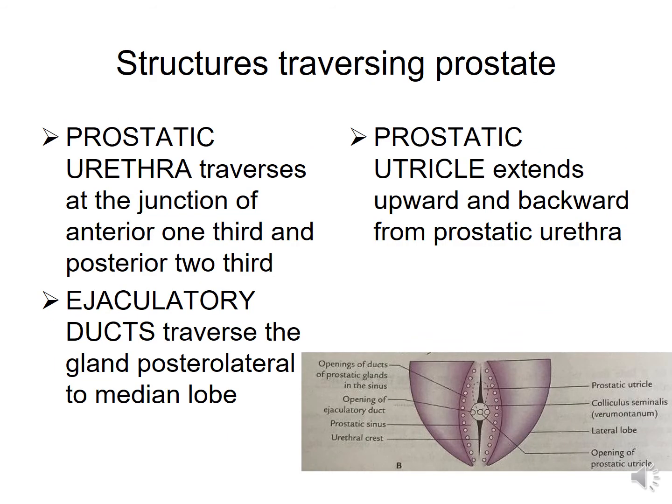Now we have discussed these structures traversing the prostate: the prostatic urethra, at the junction of the anterior 1/3 and posterior 2/3, the ejaculatory ducts we have already seen, and a blind sac, which is the prostatic utricle. It extends upwards and backwards, and it opens at the elevated area, which is known as colliculus seminalis or veromontanum.